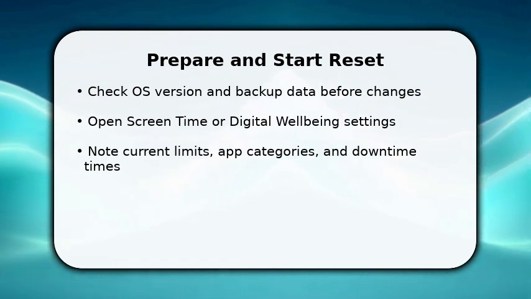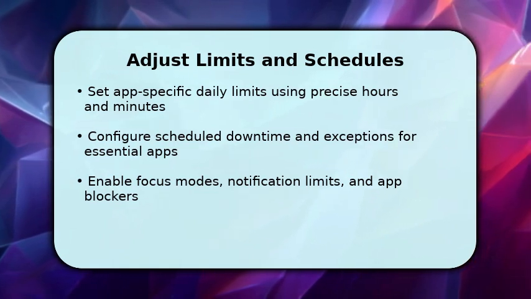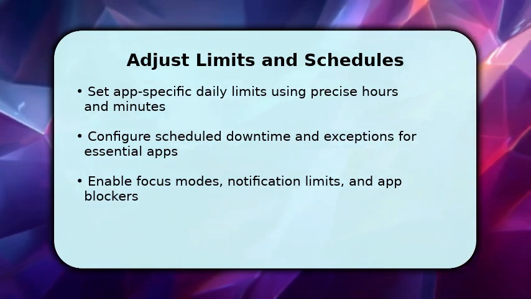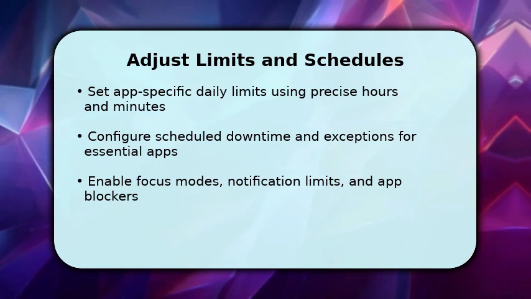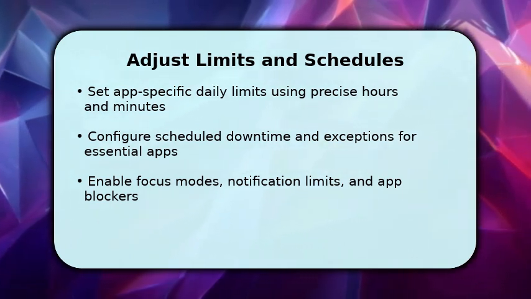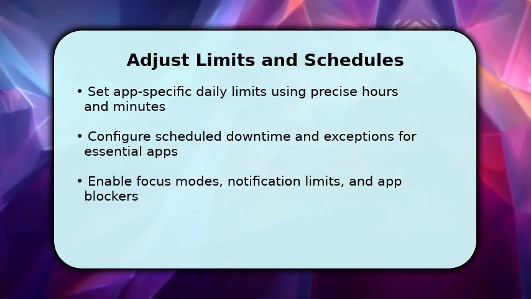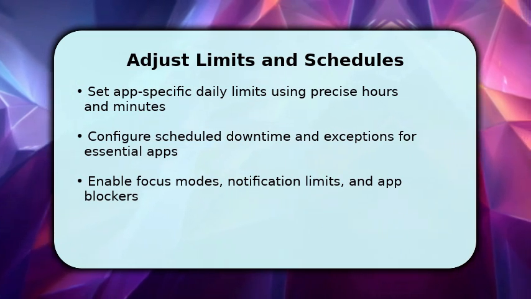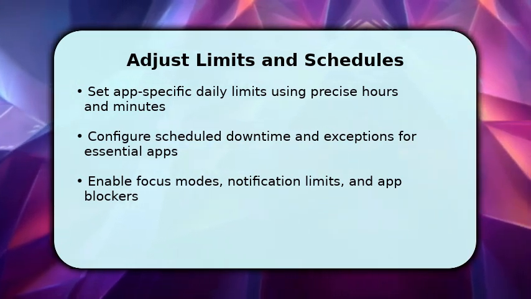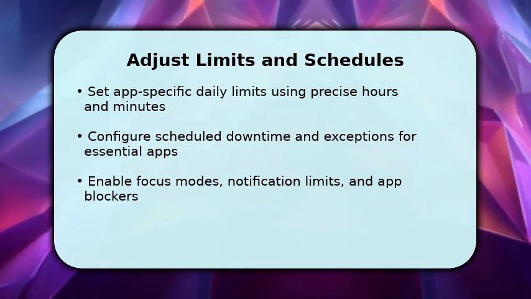Next, you adjust detailed controls to reduce unwanted time. First, set app-specific limits with exact hours and minutes instead of broad estimates so the system enforces usage precisely. Then configure scheduled downtime and allow exceptions only for key apps like phone and messages. Make sure to enable focus or do not disturb variants and mute non-essential notifications. This reduces triggers. Finally, activate app.